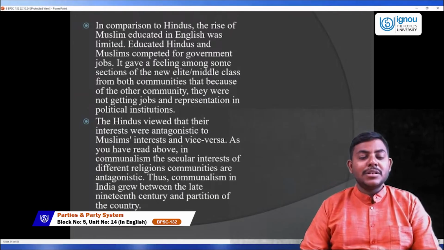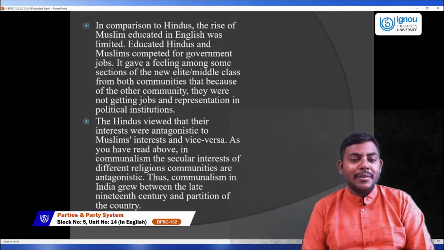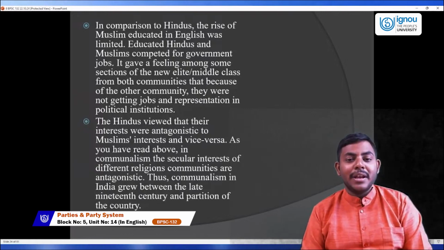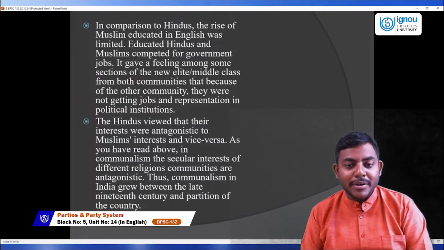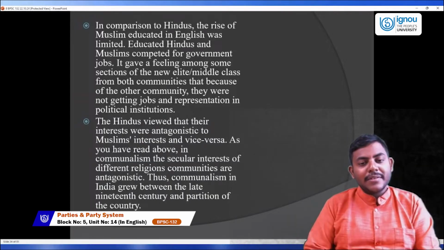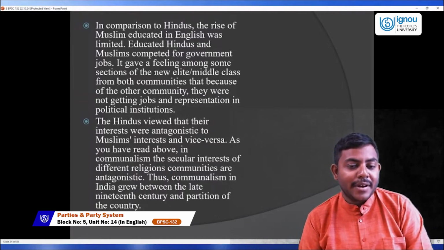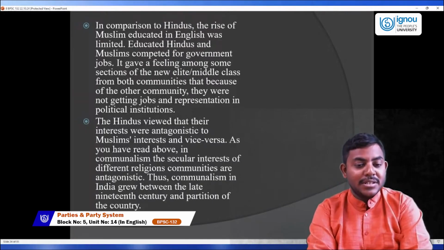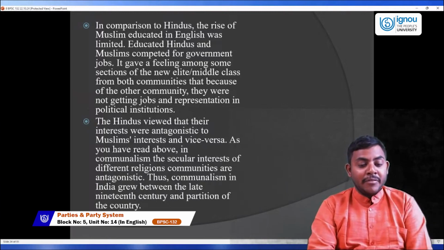In comparison to Hindus, the rise of the Muslim class educated in English was limited. Educated Hindus and Muslims competed for government jobs. It gave a feeling among some sections of the new elite middle class from both communities that because of the other community, they were not getting jobs and representation in political institutions. So the Hindus viewed that their interests were antagonistic to Muslims' interests and vice versa. As you have read above, in communalism, the secular interests of different religious communities are antagonistic. Thus, communalism in India grew between the late 19th century and the partition of the country.